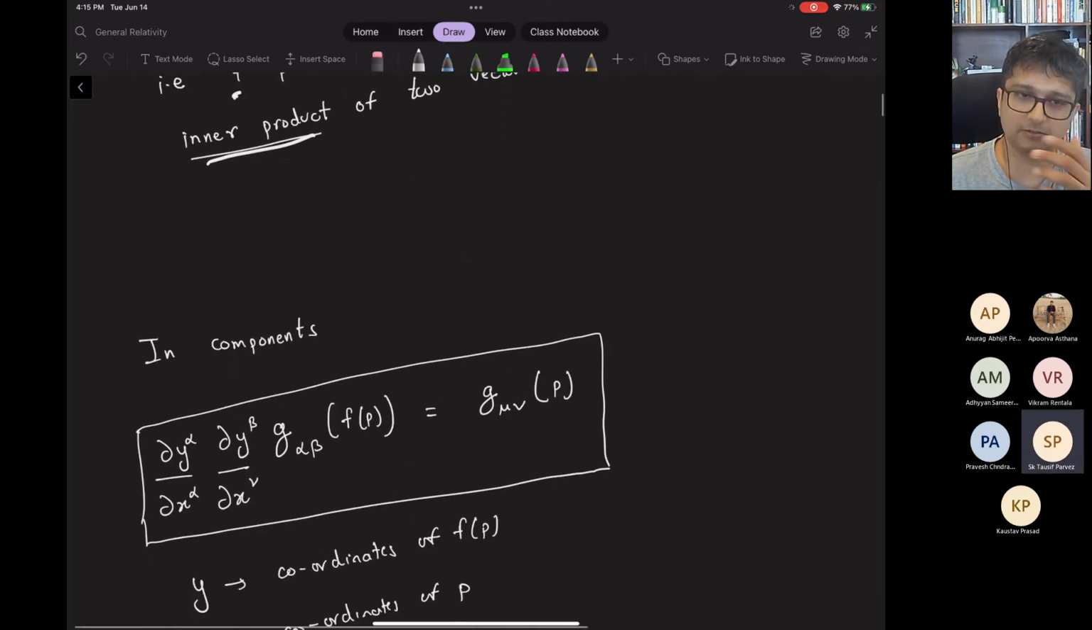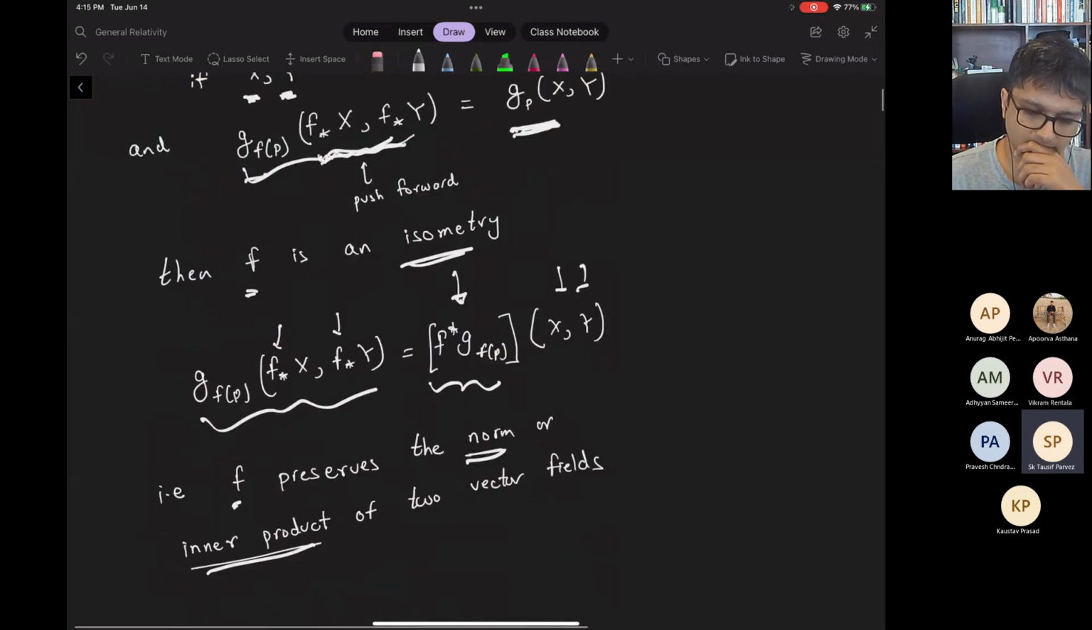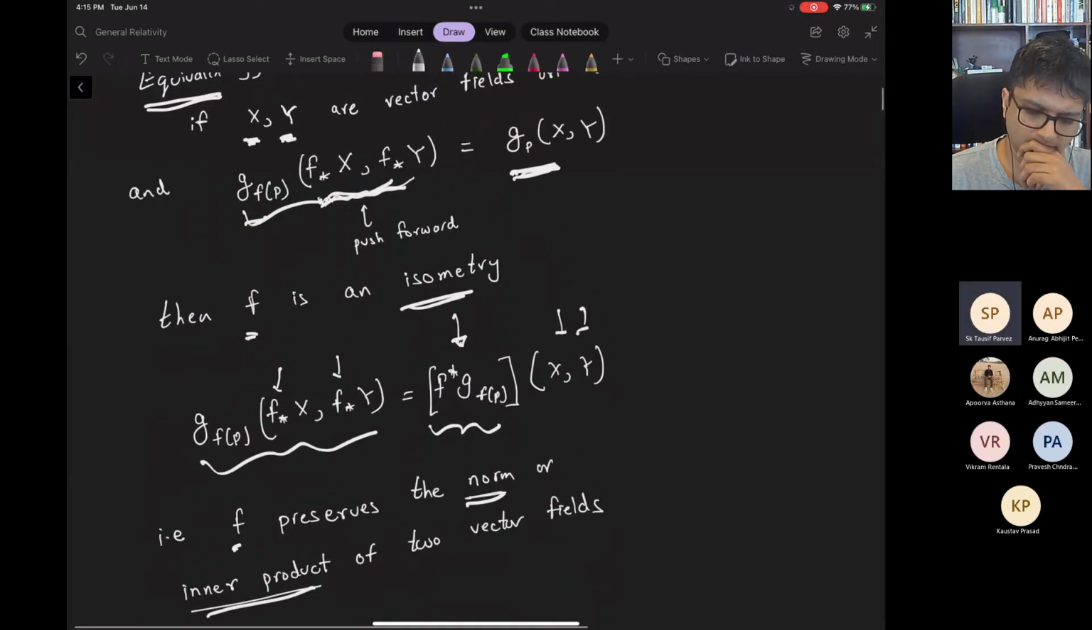Okay, go ahead, Professor. How does the last equality hold? This one? Yes, yes.